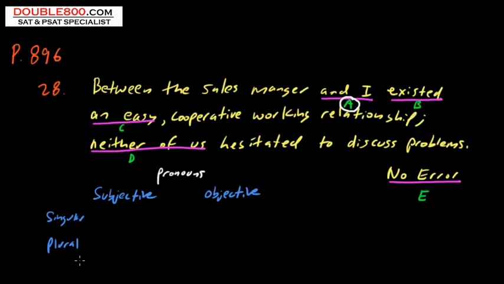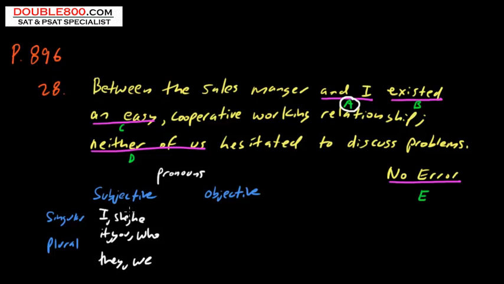So there are singular and plural pronouns. So the subjective pronouns, that's if the pronoun is the subject. So that would be I, she, he. And there's also it, and these are singular as well, you and who. And then the plural ones, again, these are just a subjective case, they and we.